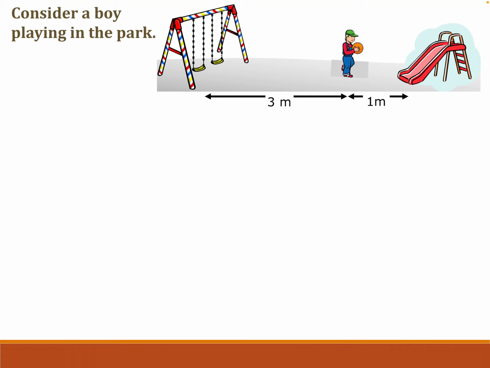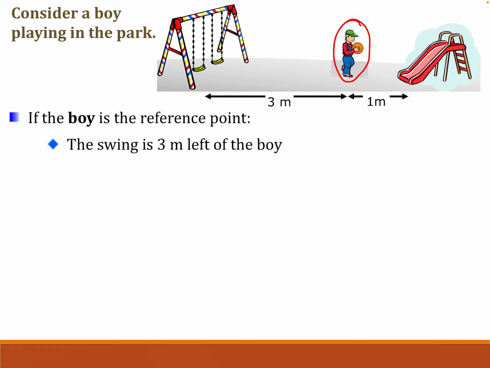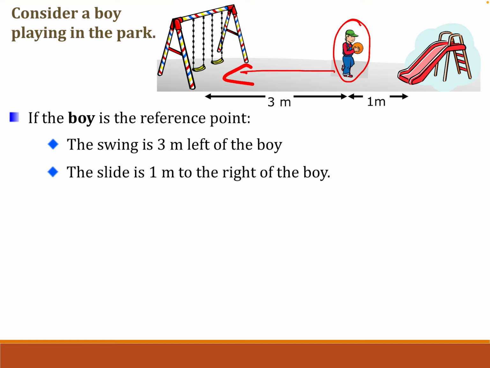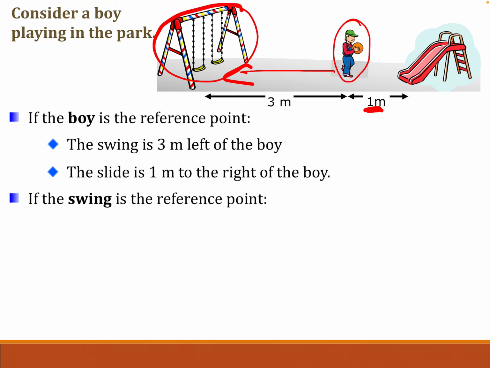So if we look at a boy who's playing in a park, so there's my boy. Okay, he's somewhere between a slide and a set of swings, and I need to be able to tell you to go from one place to another. So in order to do that, we can say if the boy is my starting point, then the swing is 3 meters to the left of the boy, as we're looking at it. That's easy enough. The slide is 1 meter to the right of the boy, so it's on the other side and it's 1 meter.